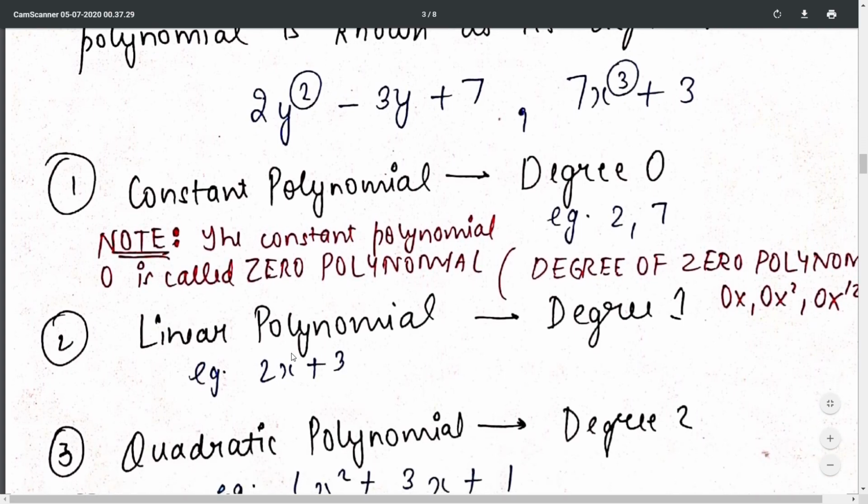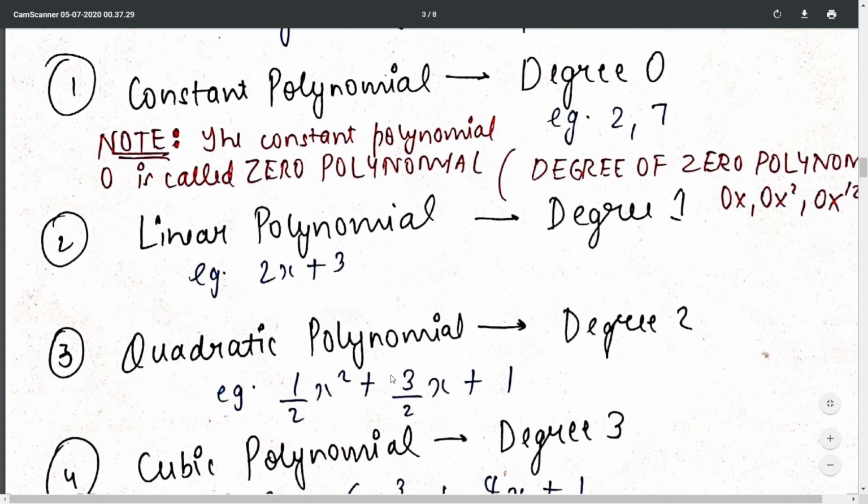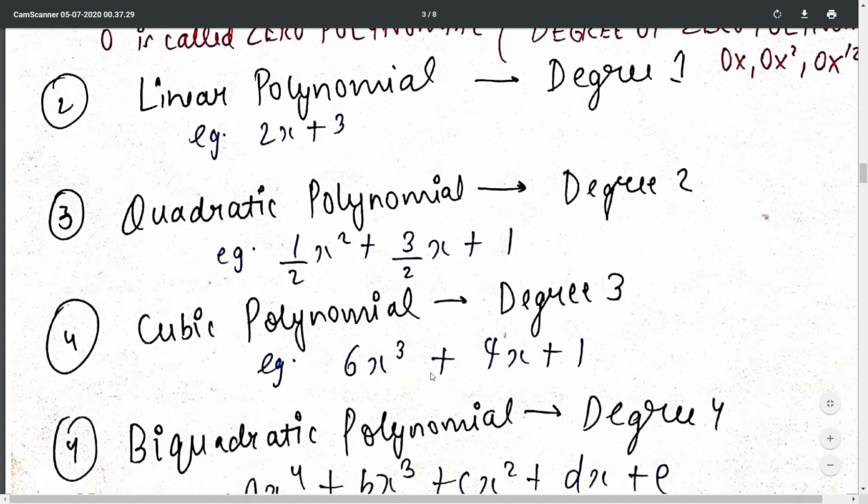Then comes the linear polynomial. Already discussed, degree is 1. Example: 2x plus 3, the highest power of x is 1. Quadratic polynomial, degree is 2. Now see here, the coefficients are fractions, so don't worry, they can be fractions also. The highest power of x is 2, so degree is 2. Cubic polynomial, 6x cubed plus 9x plus 1, degree is 3.